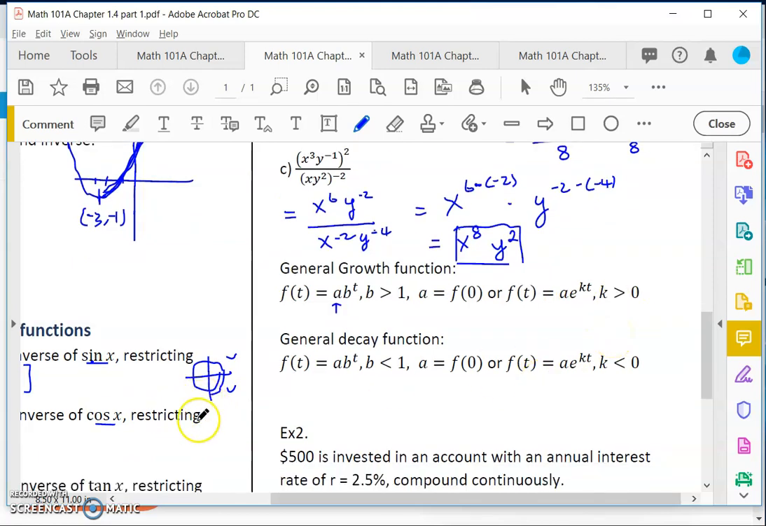So we would write it as a e to the kt, where k is positive. For a decay function, we can also write it as a b to the t, but b would be less than 1, a fraction. Of course, this has to be all greater than 0. So b is a fraction, and then A is the value when time is 0. And then we can also do a natural decay function where we write it as a e to the kt, where k is a negative number. So if you want to do a decay function, you can still use e, but you would have a negative exponent.